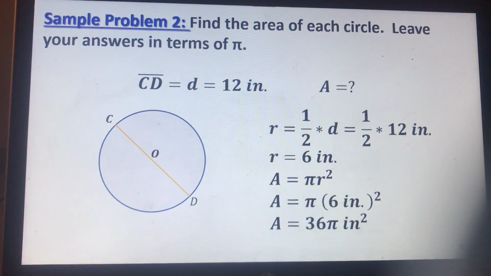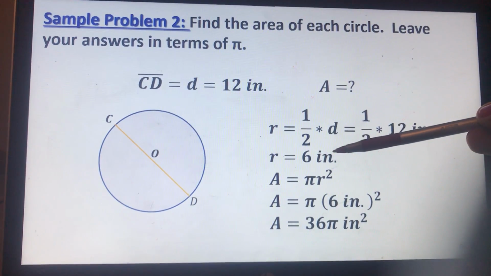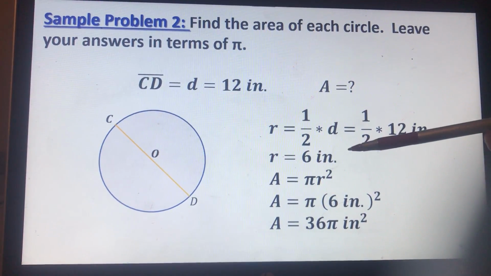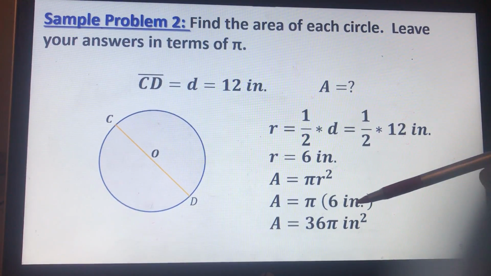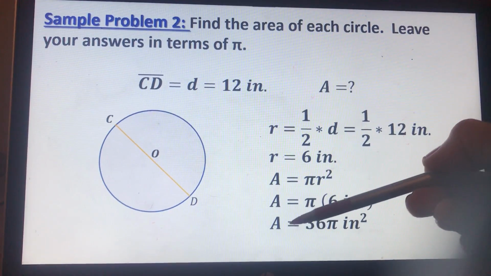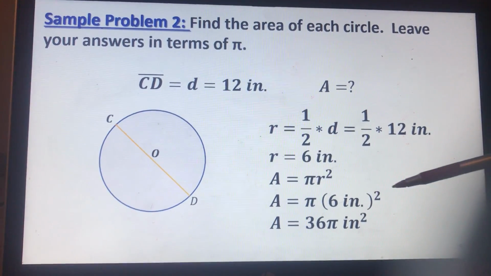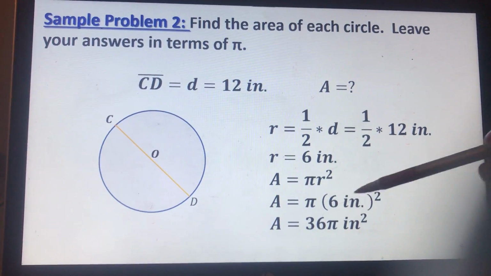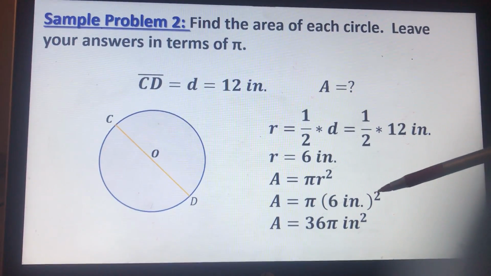Now as our next step, we substitute the 6 inches, which is our radius, into the equation in order to find the area of the circle. So it's going to be pi times 6 inches, and we're going to square that. The area of circle O in this particular case is going to be 6 squared, which is 6 times 6, 36. We also have to square the units, which are expressed in inches.